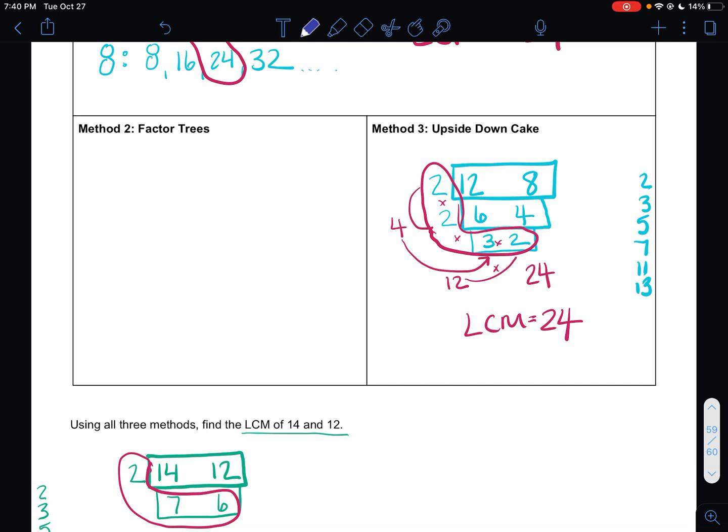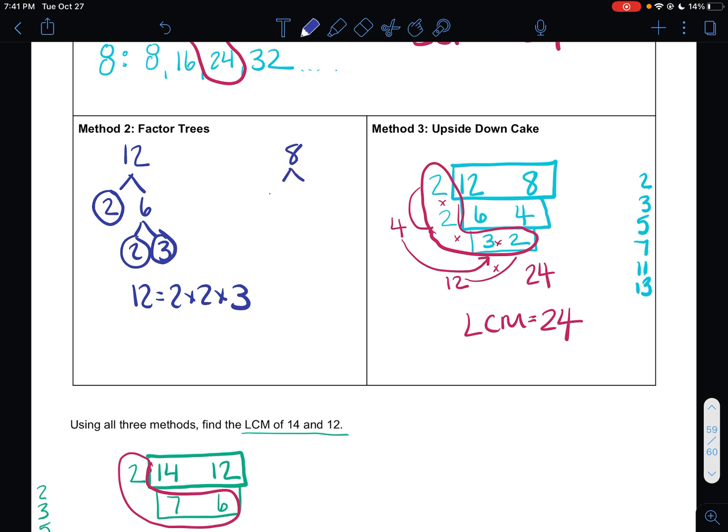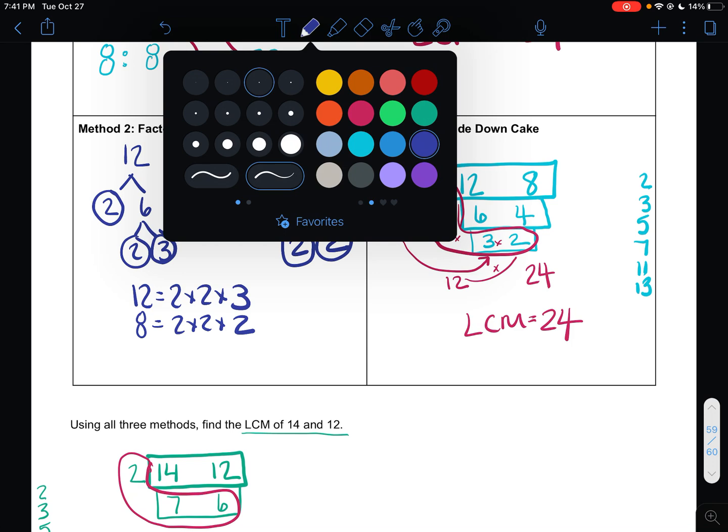Okay, tree people. So if I am finding the least common multiple using the trees, same thing you've been doing. So we're going to do 12 and 8 factor trees. 12, 2 and 6, 2 and 3. So 12 equals 2 times 2 times 3. 8 would be 2 and 4. 4 breaks down into 2 and 2. So 8 equals 2 times 2 times 2.